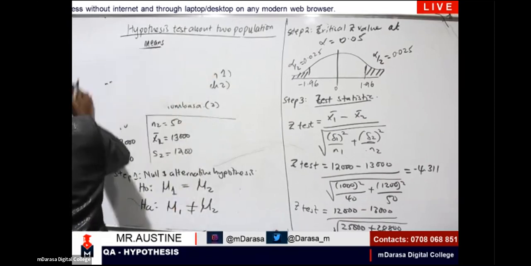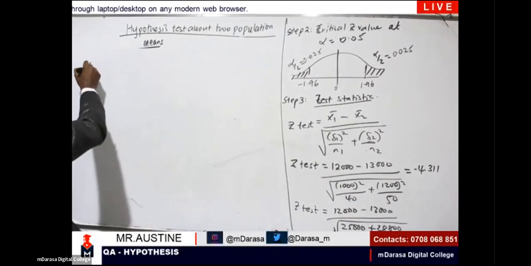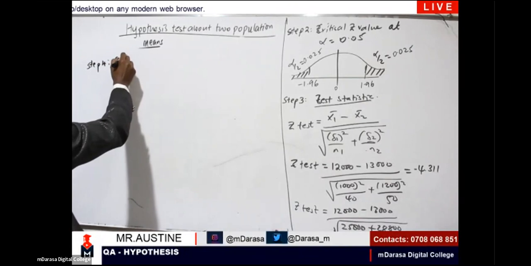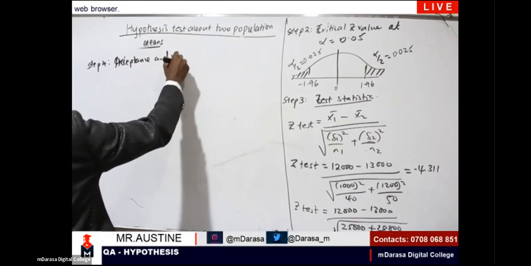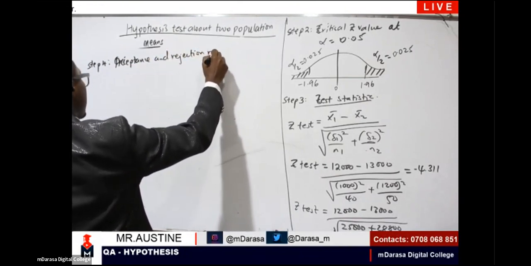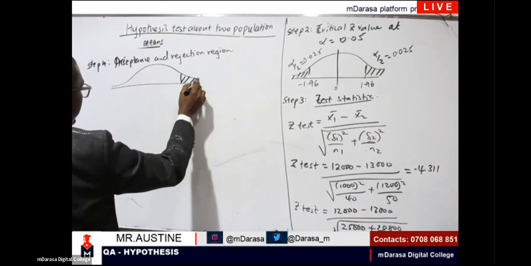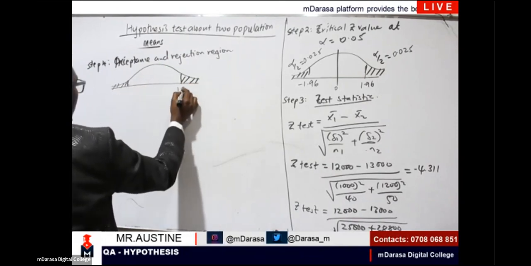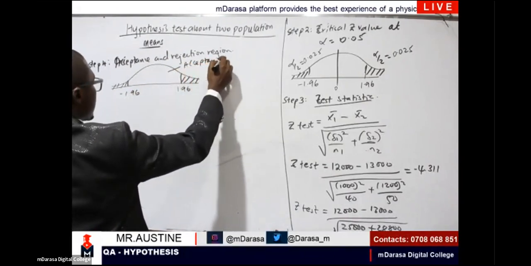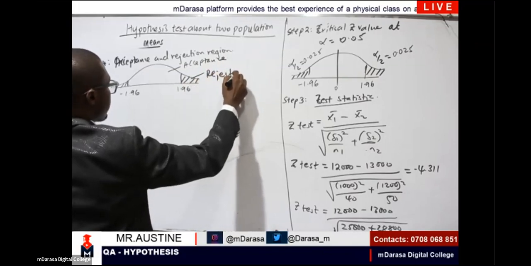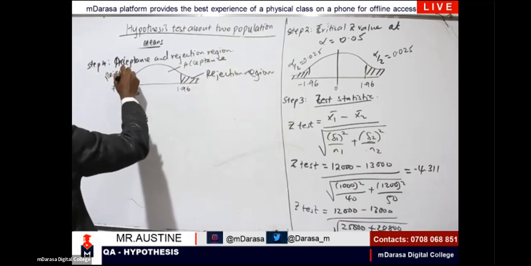So once we have our test statistic, what do we do next? We come to step 4, the acceptance and rejection region. So the shaded part is minus 1.96 to 1.96. This one is acceptance, this one is rejection region, this one is also rejection region.